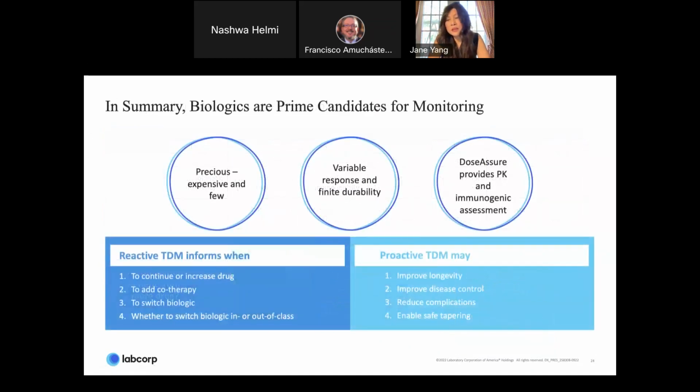In summary, biologics are indeed precious, and response and longevity are highly variable and often suboptimal. Drug and anti-drug antibody measurements provide pharmacokinetic and immunogenic insight that can help you optimize biologic use. So moving on from biologics, this last part of my talk will cover methotrexate and hydroxychloroquine TDM.